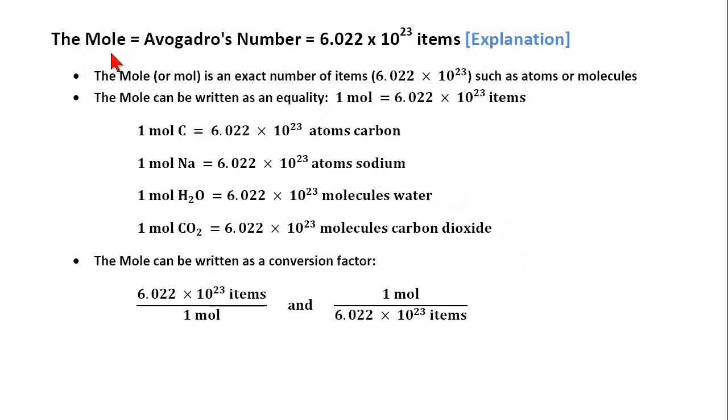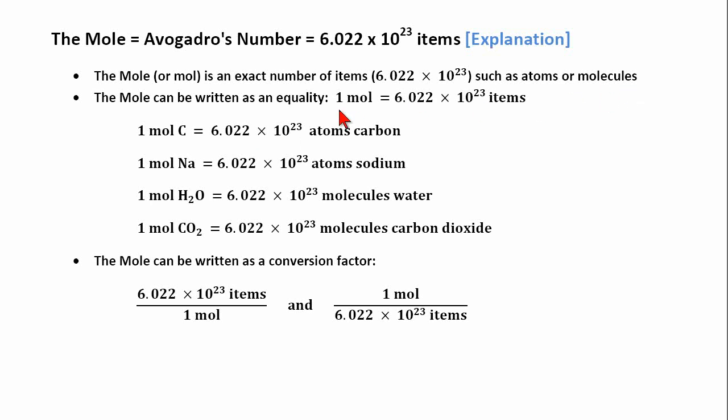The mole, as defined, is equal to Avogadro's number, which is 6.022 times 10 to the 23 items. You need to memorize this. You use it enough that you should memorize it. And it's an exact number of items. The items could be anything, such as, in chemistry, atoms or molecules. It could also be grains of sand on a beach.